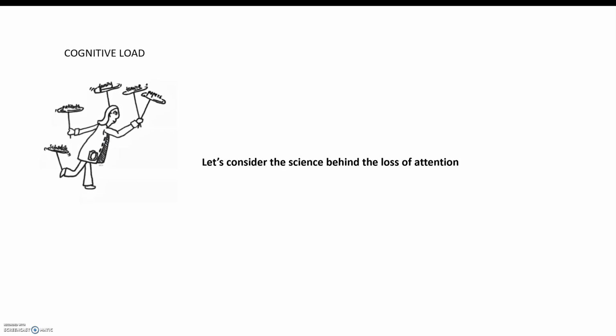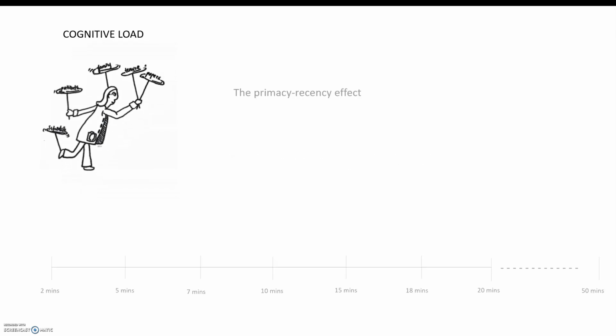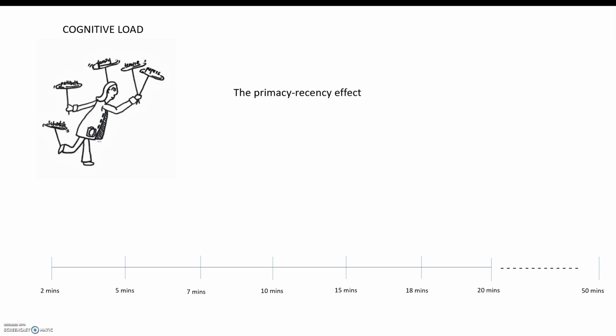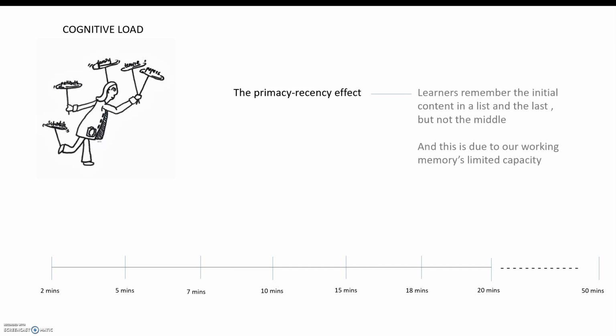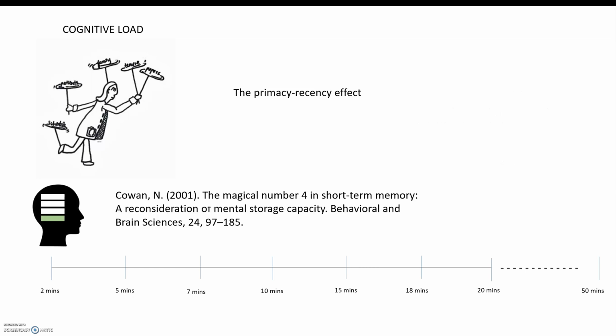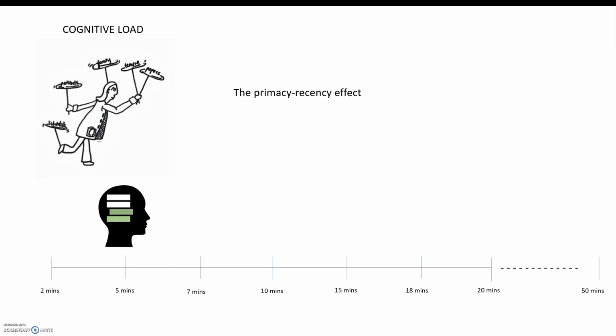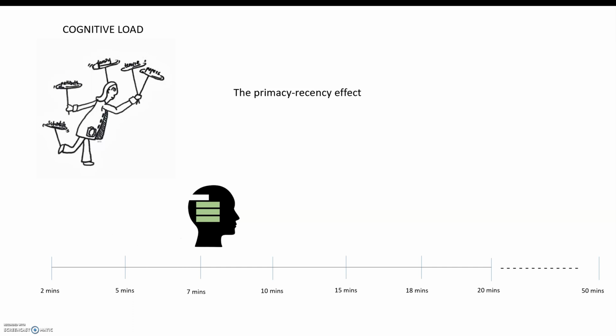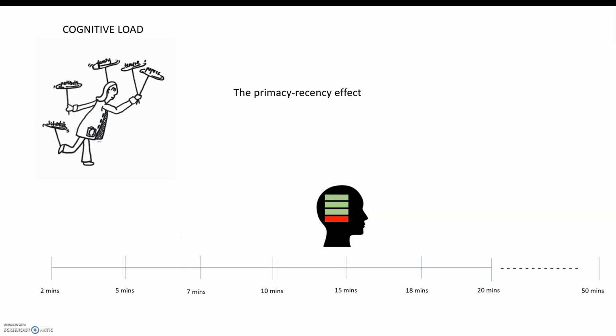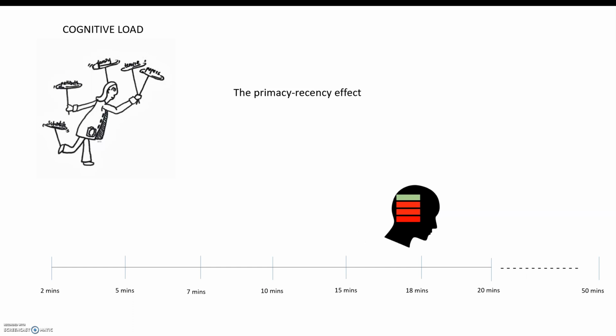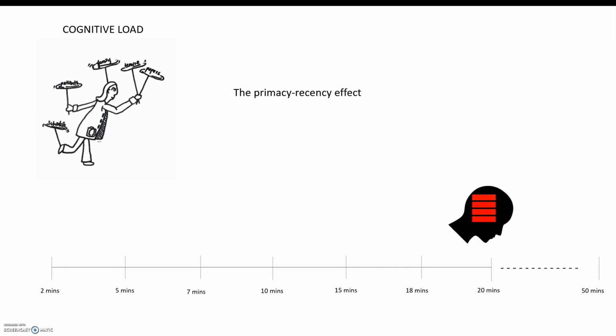It's very much affected by cognitive load. A specific observation of cognitive load theory is the primacy-recency effect, where learners remember the initial content in a list and the last, but not the middle. And this is due to our working memory having a limited capacity. So if we think that working memory can process 4 items quite comfortably, as the lecture progresses, the working memory is brought to capacity. Once greater than 4 items are asked to be processed, the working memory begins to struggle and is eventually overloaded. This has big implications for what's being taught at this section of the lecture.